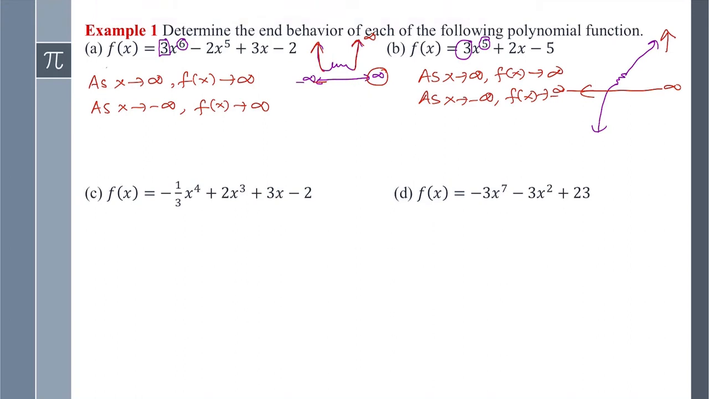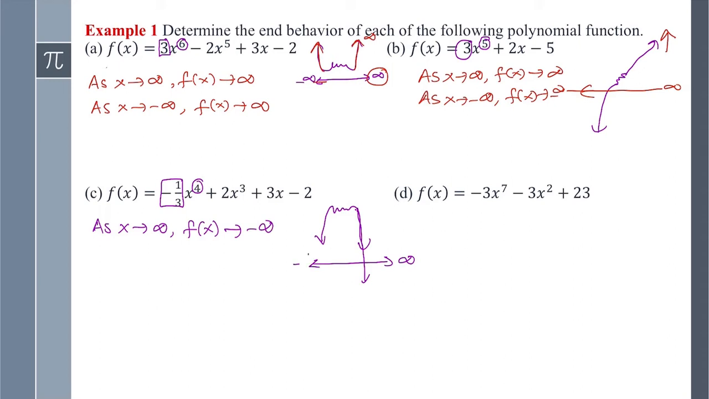Similarly here, we have the even power and the negative coefficient. So that means this graph looks like this, which means as x goes to infinity, the function goes to negative infinity. So as x approaches infinity, f of x approaches negative infinity. Similarly, as x approaches negative infinity, the function still goes to negative infinity. So as x approaches negative infinity, f of x approaches negative infinity.